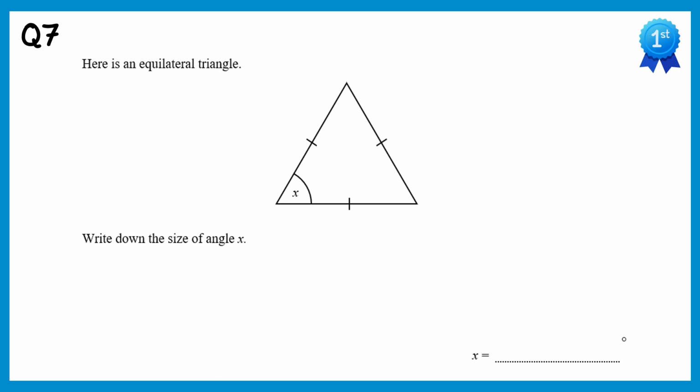In question 7, we've been given an equilateral triangle. This means all of the sides are the same length, and you can see that from the diagram, but also all of the angles are the same size. You should know the angles in a triangle always add up to 180 degrees. And since they're all the same size, we can just divide 180 by 3. If you divide 180 by 3, you get 60, which is the answer to this question.